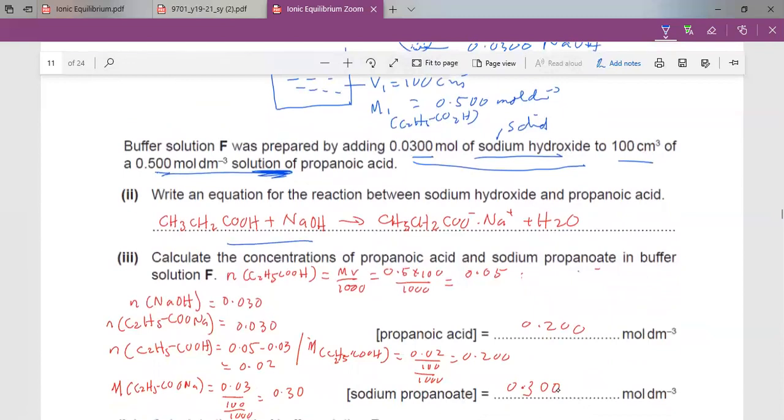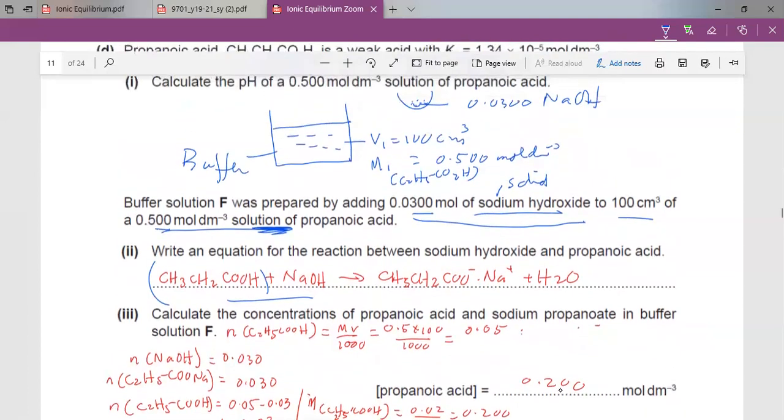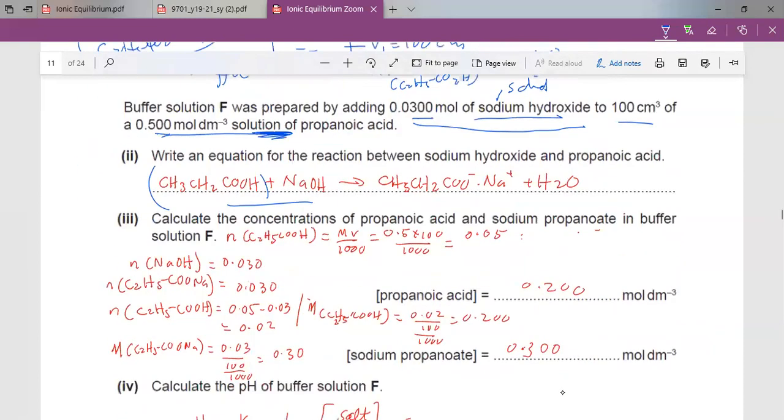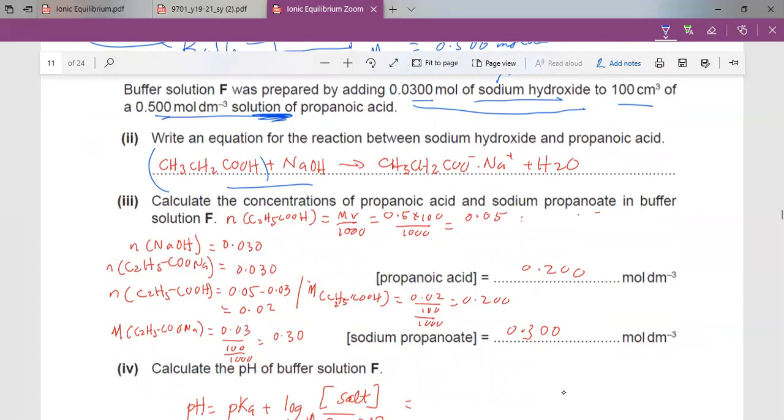Of course, the acid will be in excess, since you want to form a buffer. The buffer must contain the excess, which means it must contain the propanoic acid, and your sodium propanoate, C2H5COO minus Na plus. These two must be there to form a buffer. So find the concentrations, in moles per dm cubed, you must always keep in mind, for the propanoic acid and sodium propanoate buffer solution.